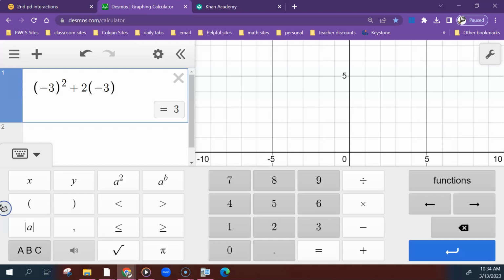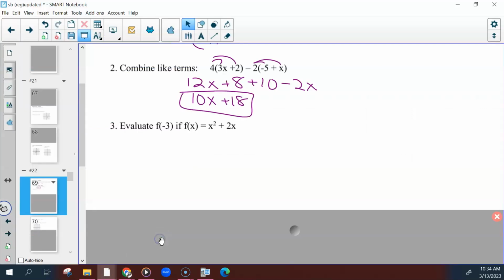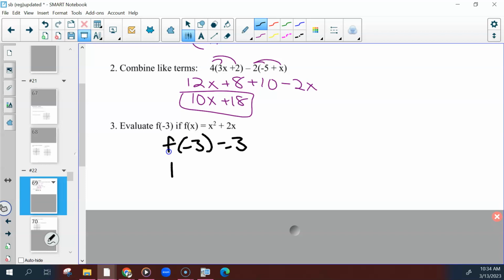So then you would write your final answer as f of negative 3 equals 3. And I meant to ask this before we started, but remember that if you're given the number inside the parentheses, that's your x. If it says equals negative 3, that's your y. Questions on that one?